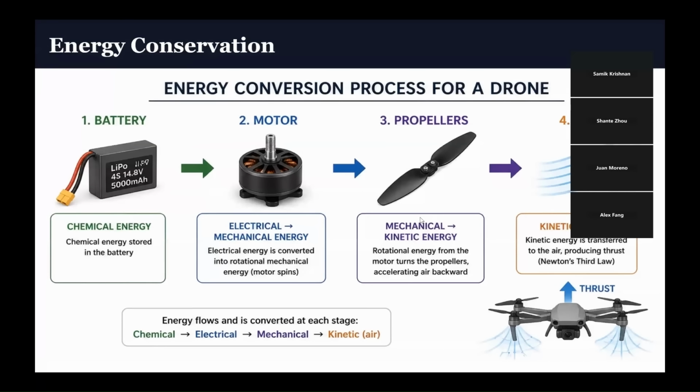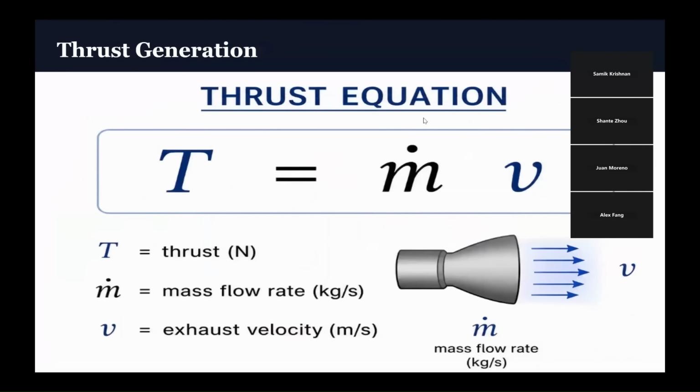Next. So pretty much this is just a representation of the first law of thermodynamics with conservation of energy, as the chemical energy in the battery is converted to electrical in the motor, which powers the propeller and moves our drone via kinetic energy into the air and provides thrust. Thrust is represented by the equation T = mv.